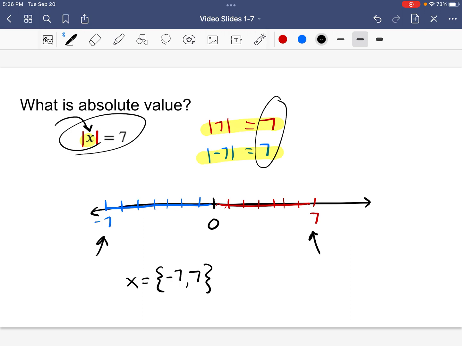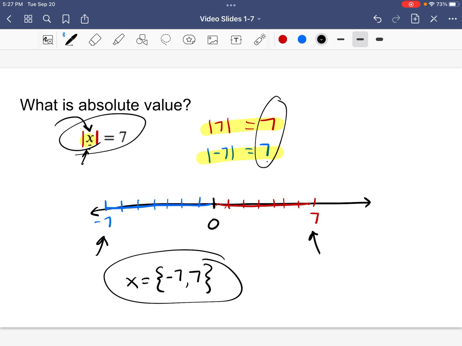It could have been, because if I plug in negative 7 over here into my equation, the absolute value of negative 7 is 7, so that would be true. If I plug 7 in, the absolute value of 7 is 7. So this right here, those are my solutions. Notice there's more than one.